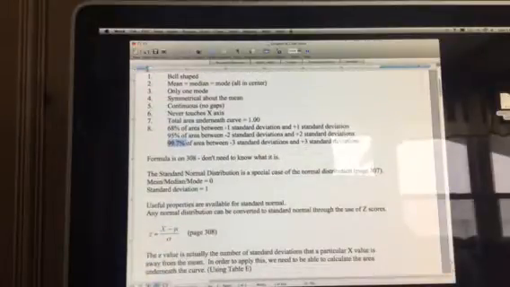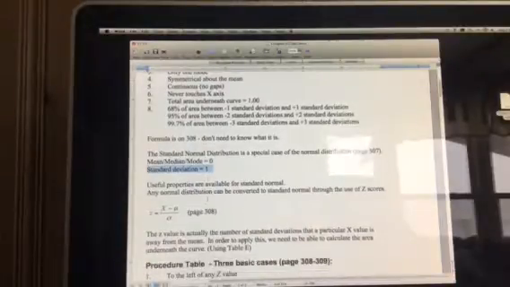All right, now, the standard normal is a special case of the normal distribution. In the standard normal, that mean, median, mode center line is at 0. And the standard deviation is exactly 1. Now, there are useful properties available for standard normal. In the next video, we're going to look at using it to solve some problems. But the good news is any normal distribution can be converted to standard normal through the use of z-scores.